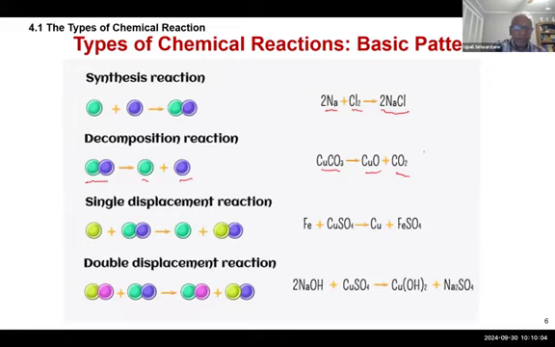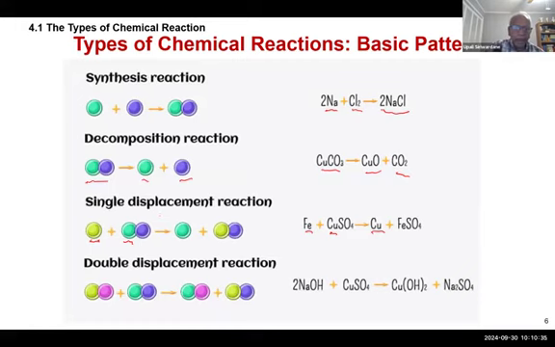Some reactions show one atom of an element replacing another, like this green element, which is copper. Iron is replacing copper, and copper is coming out. This is called single replacement. A single atom is replaced between two reactants.